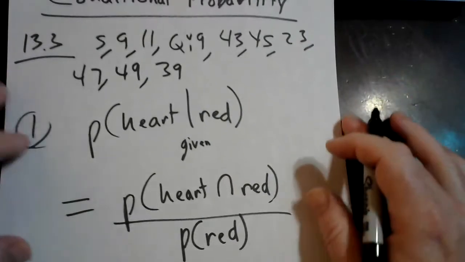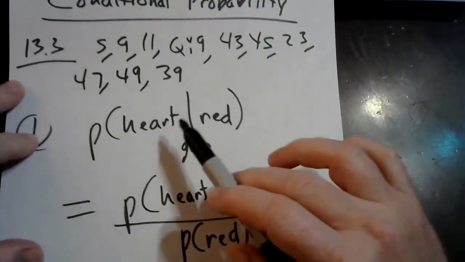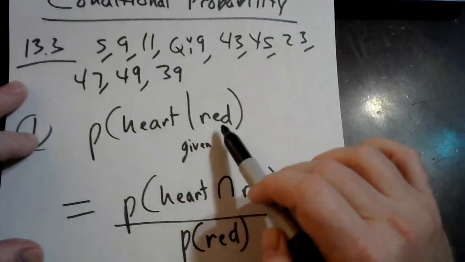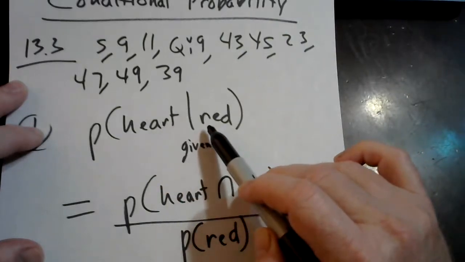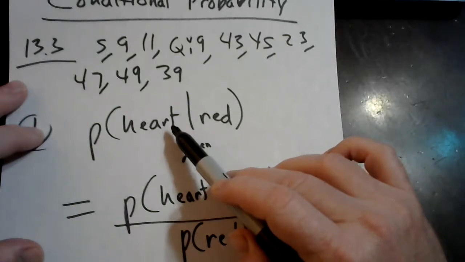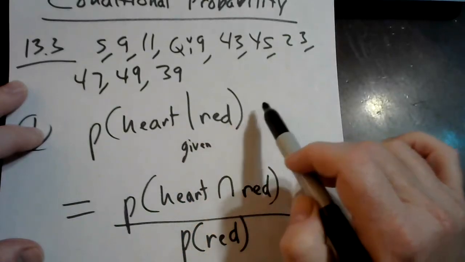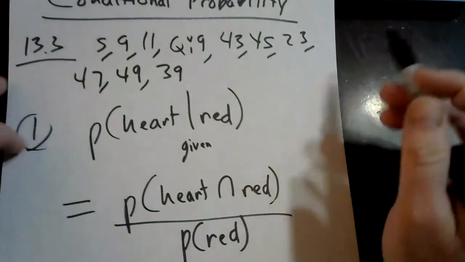But there is another way to do it, which is this. What's the probability that the card is a heart given that it's red? Well, half of the red cards are hearts because the other half are diamonds. So you could probably just reason it out without the formula sometimes. It depends on the problem.